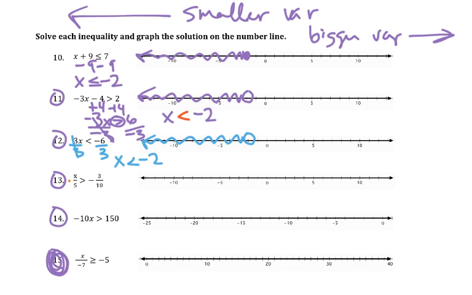13, x divided by 5, so I times both sides by 5. Becomes x is greater than 5 times 3 is 15. 15 over 10, I can reduce that to 3/2, or 1.5. So negative 1.5, because we kept the negative. So at negative 1.5, I have another hollow circle about right there. X is greater, so we finally shade to the right.